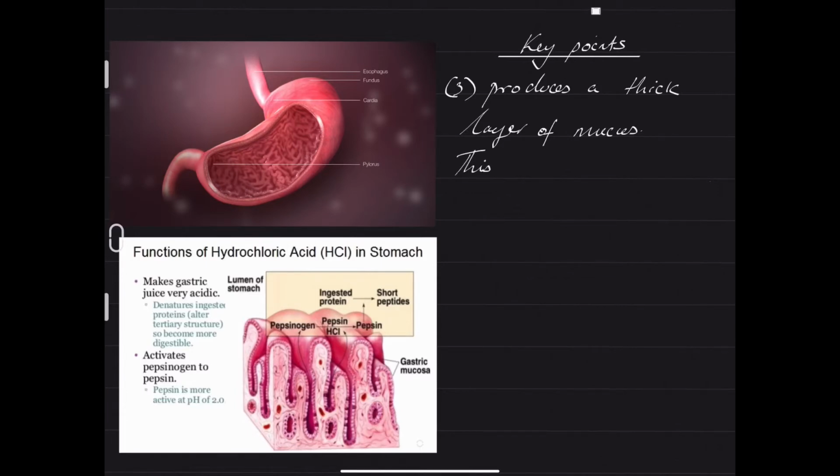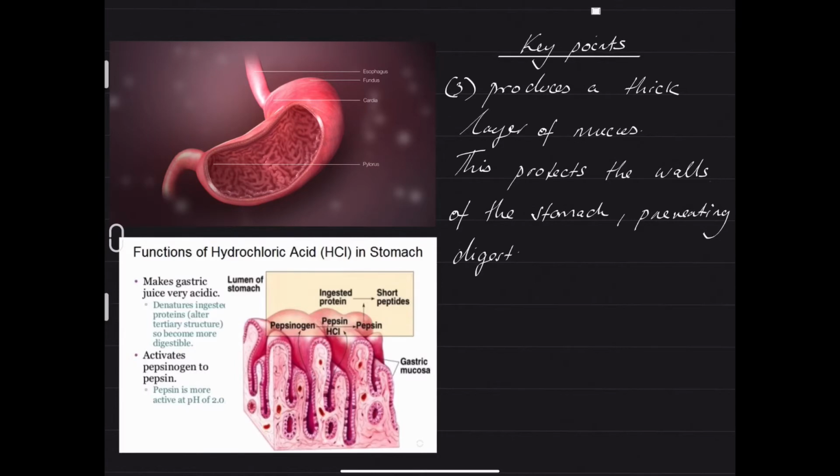This protects the walls of the stomach, preventing digestion and breakdown of the stomach by enzyme or HCl acid.